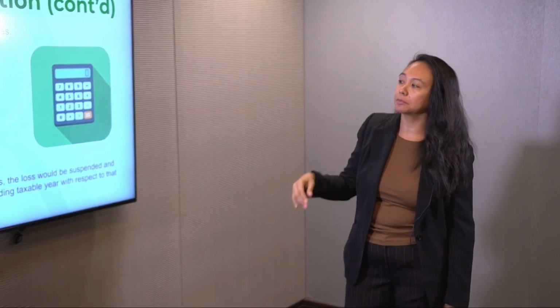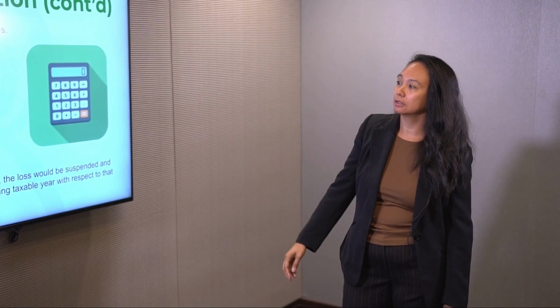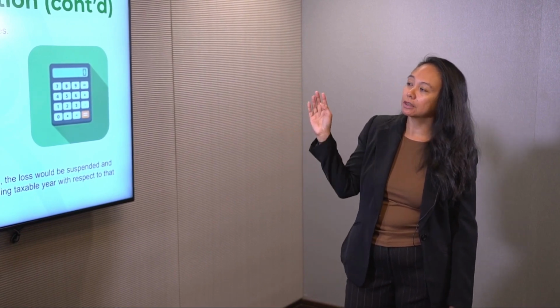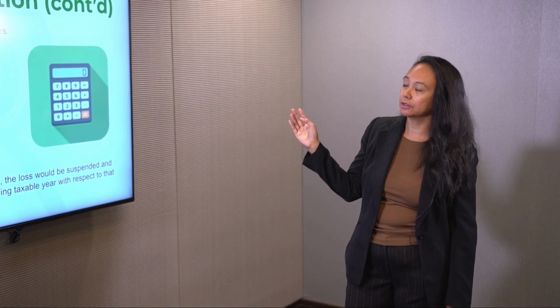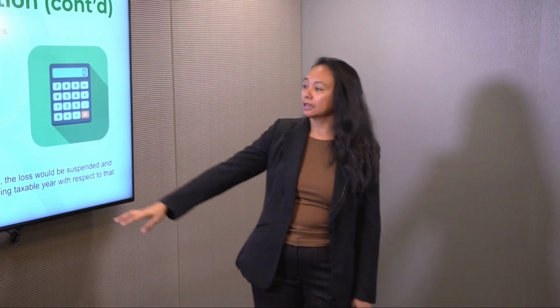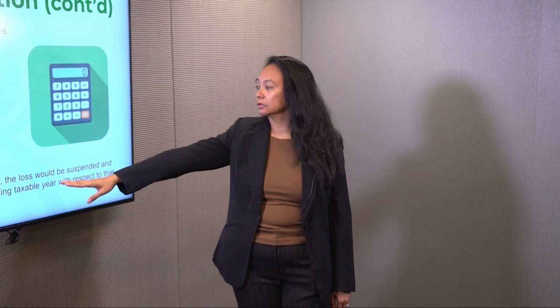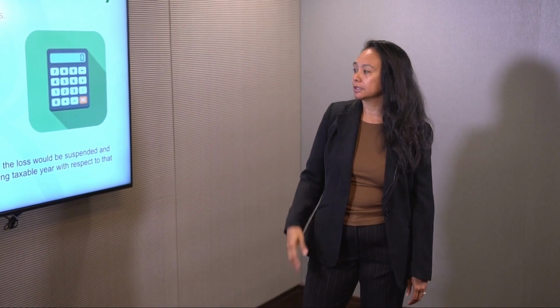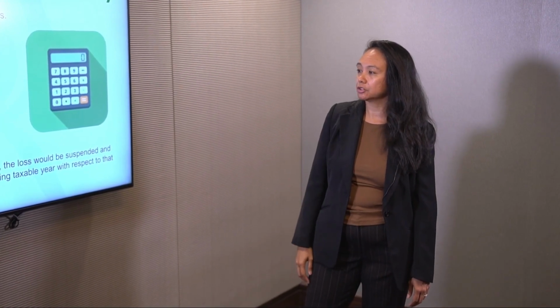Then lastly, stock basis is reduced by any loss or deduction. If he had an ordinary loss of $2,000, charitable contributions of $500, his stock basis drops down to $550. And if he did not have enough basis to take the $2,000 loss, right, if we are already in the negative as we're doing the calculation, the loss is suspended and shall be treated as incurred by the corporation in the succeeding taxable year with respect to that shareholder.